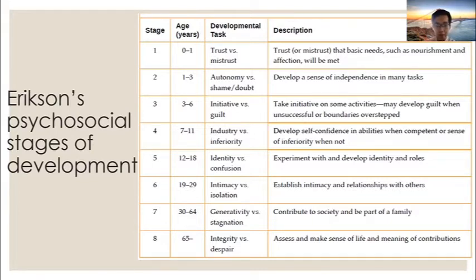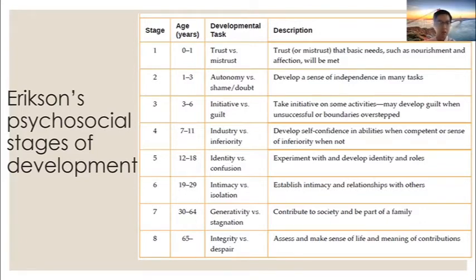And stage seven is from age 30 to 64. I think this age range is not that clear cut. It's somewhat like a vague age range. It's basically like middle adulthood.